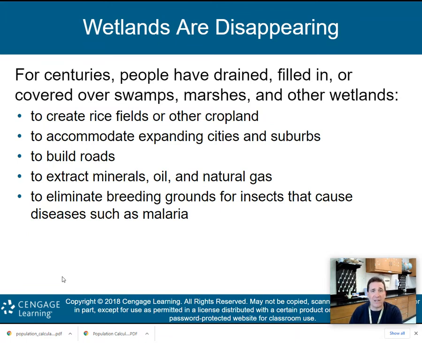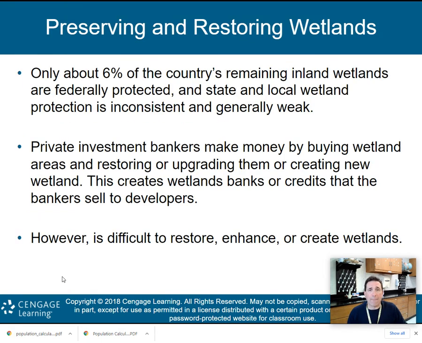Why? To create rice fields and other cropland, to accommodate expanding cities and suburbs with the human population boom, to build roads, to extract minerals, oils, natural gas, to eliminate breeding grounds for insects that cause diseases such as malaria, right? You get rid of the wetlands, you get rid of the mosquitoes. So obviously people have been doing this for centuries for these reasons, all right? And again, on the surface, many of these reasons look okay, but what they end up doing is destroying our wetlands and destroying our biodiversity.